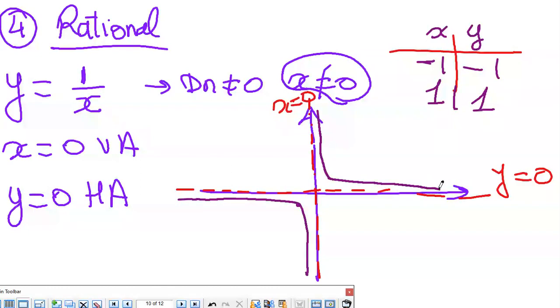And as I said, when I say asymptote, it means it will approach it. Look, in the end it's going to be parallel to it. It's going to go near to it, but it will not touch it. If you want to be more accurate, you can take more points.